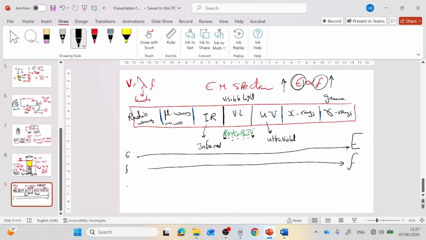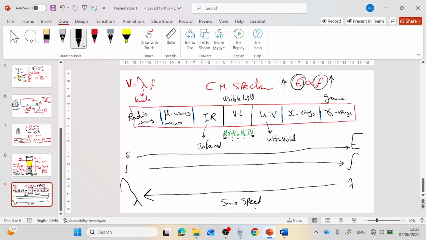So this means that the radio waves have the longest wavelength, and gamma rays have the shortest wavelength. So as we move from gamma to radio waves, the wavelength increases, right? But all of them have the same speed in the same medium. Their speed only changes when the medium changes.